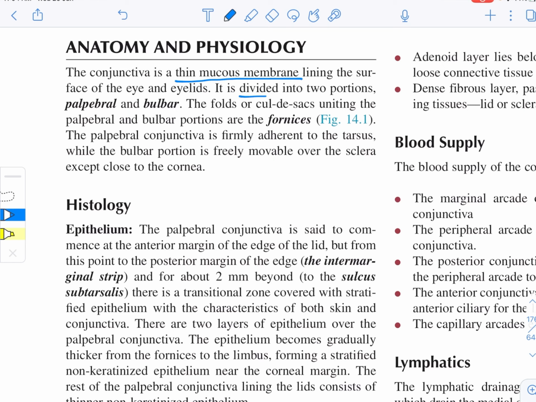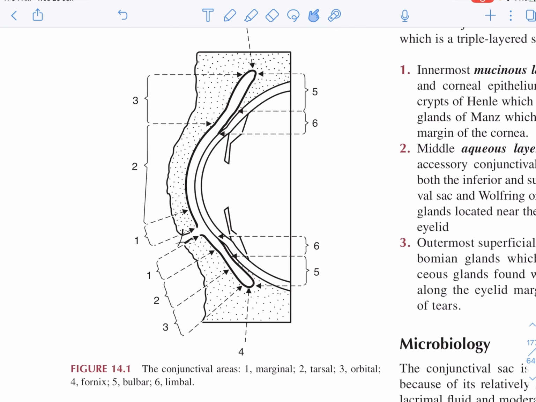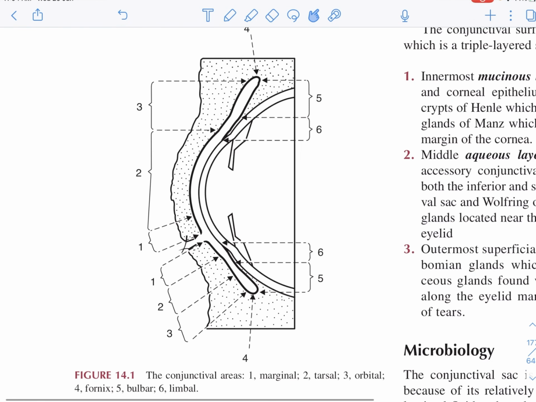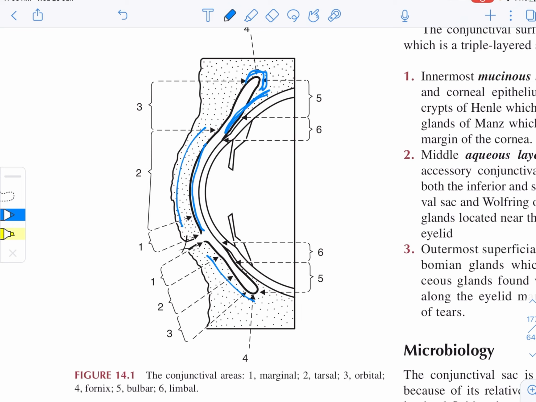It is divided into palpebral and bulbar conjunctiva, and the fold or the cul-de-sacs which unite these two parts of the conjunctiva, that is the palpebral and bulbar, are the fornices. So if we see in this, the dotted area is the eyelids. Inside the eyelids is the palpebral conjunctiva. On the surface of the eye, that is over the sclera, is the bulbar conjunctiva, and this is the part which unites the two, that is the fornix.